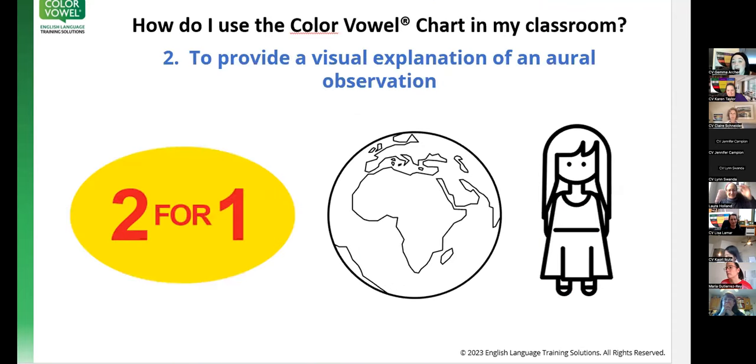A second way that I use the chart is to help provide explanations of oral observations. And this is when students come into me and say, I had this experience, I heard someone talking, and I had no idea what they were saying. Can you help me? So this time they're coming to me directly for help.